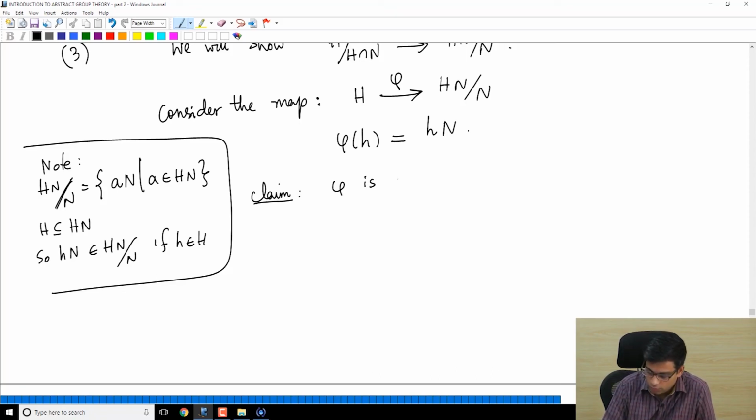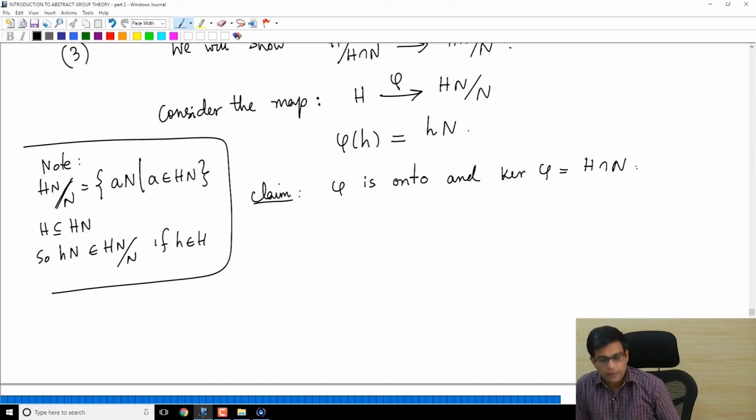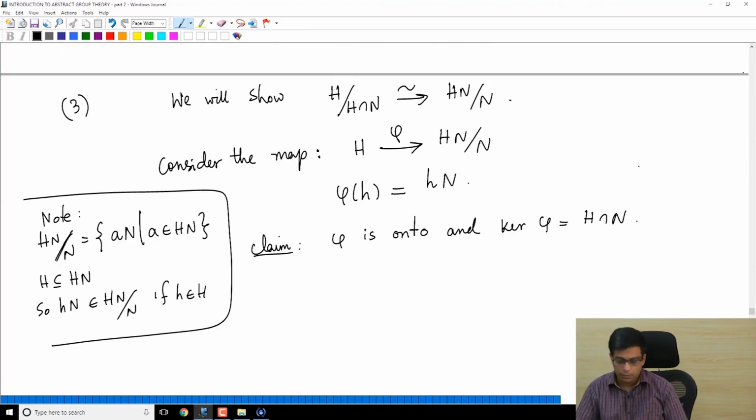phi is onto and the kernel of phi is H intersection N. Once we prove the claim, the theorem will follow immediately from the first isomorphism theorem. So what is the proof of the claim? So why is phi onto?